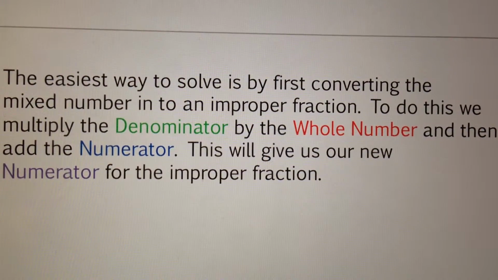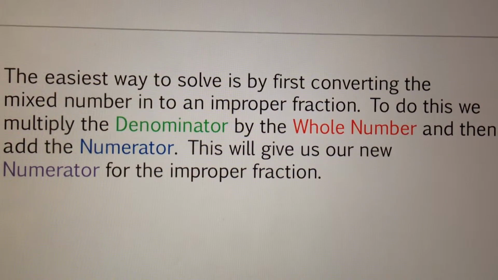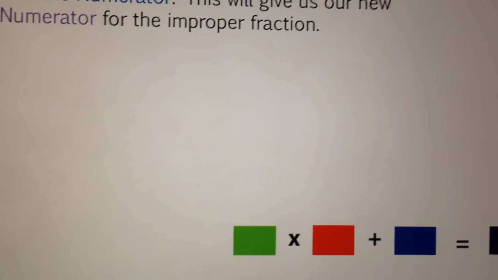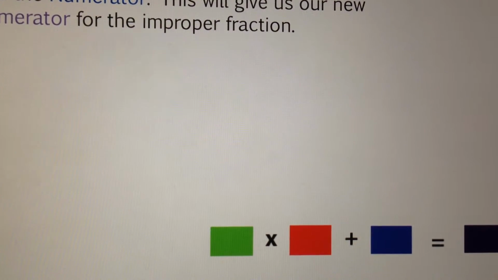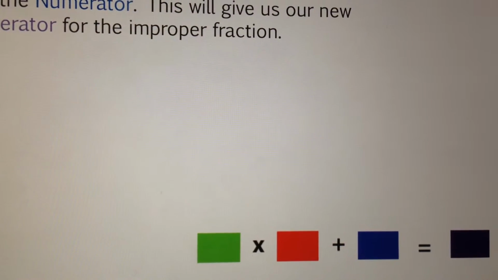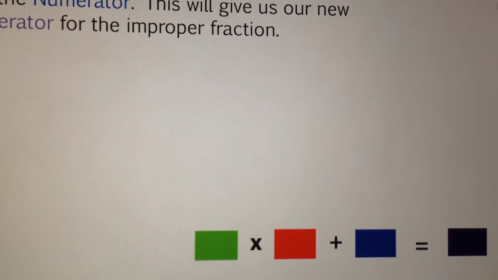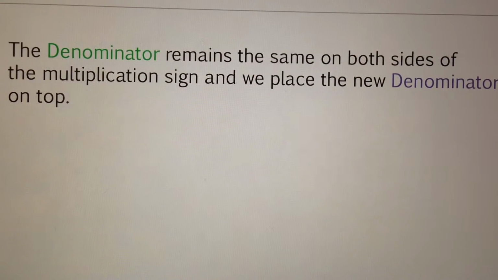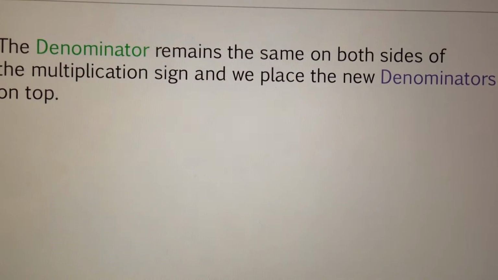To do this, we multiply the denominator, the green number, by the whole number, and then add the numerator. This will give us our new numerator for the improper fraction. So here you can see we've got our green denominator, our red whole number, our blue numerator, and then we're going to have our new numerator for the improper fraction in purple. The denominator remains the same on both sides of the multiplication sign, and we place the new numerators on top.